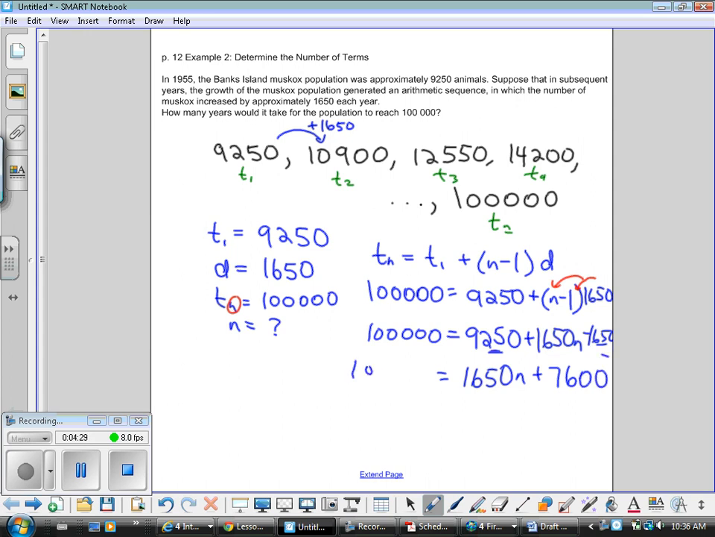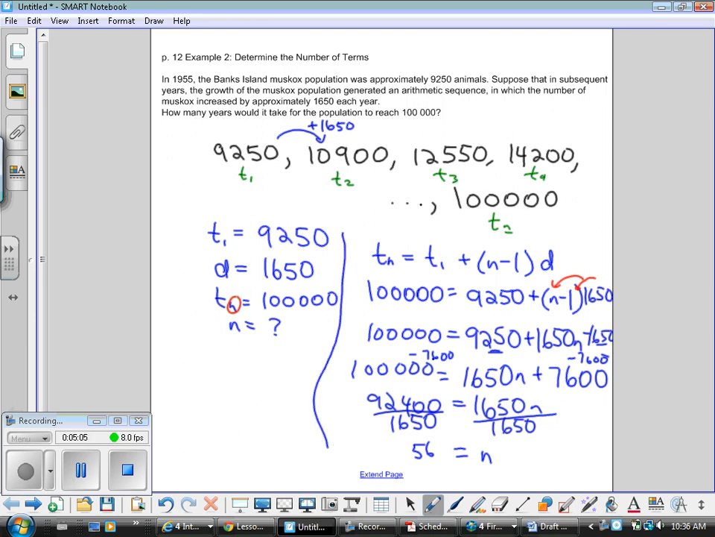Still working our way toward the n. We'll subtract 7,600 from both sides. This side becomes 92,400, and this side 1,650n. And then to get the n by itself, we need to divide by 1,650. And so our n value is going to be 56. You can use your calculator for these calculations. It's just a matter of whether or not you're setting it up properly, and then go ahead and use your calculator.